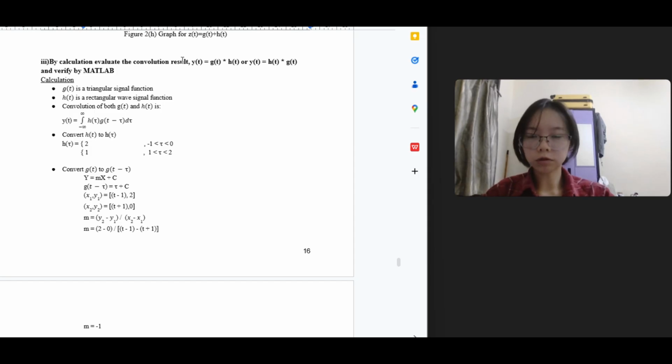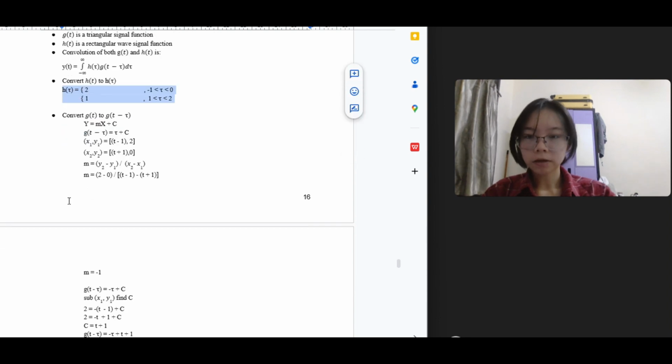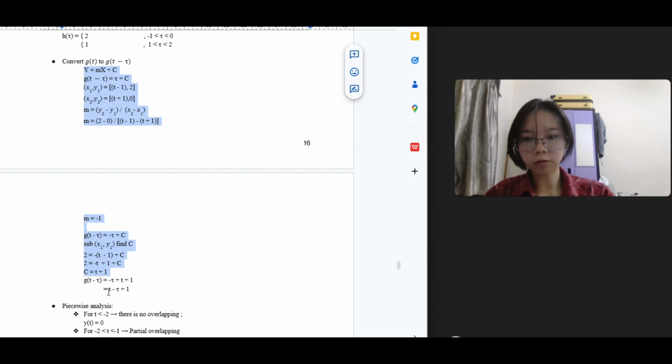So now we need to find the convolution result y equals g convolved with h. First, we know the formula y equals the integral of h(tau) g(t minus tau). So we have to convert h(t) to h(tau). So this is the conversion, and we need to convert g(t) to g(t minus tau). So we use the y equals mx plus c equation to find g(t minus tau) is equal to t minus tau plus 1.